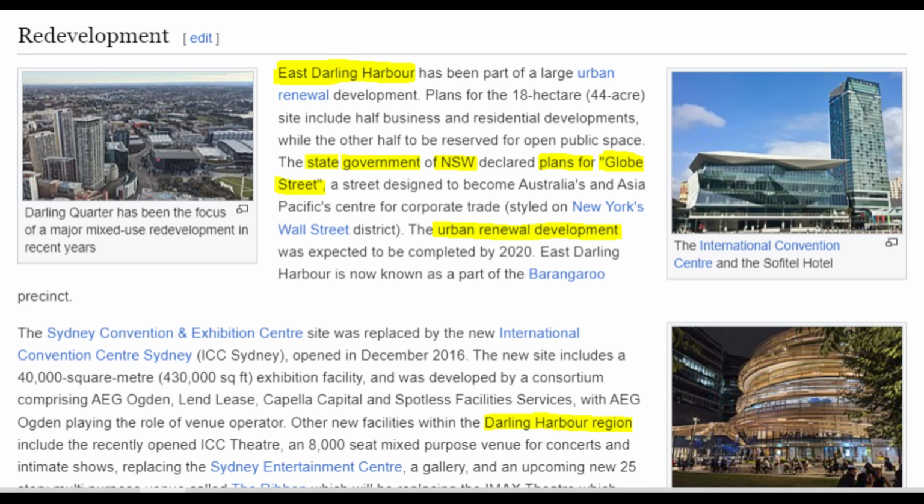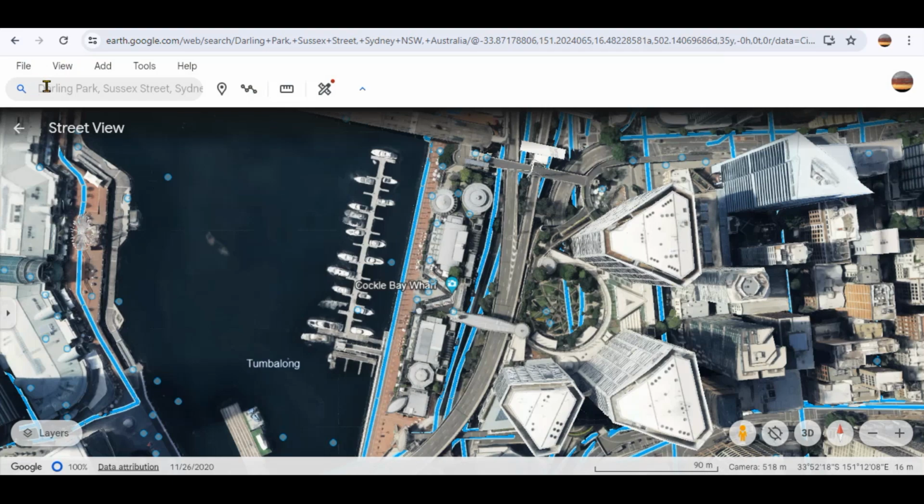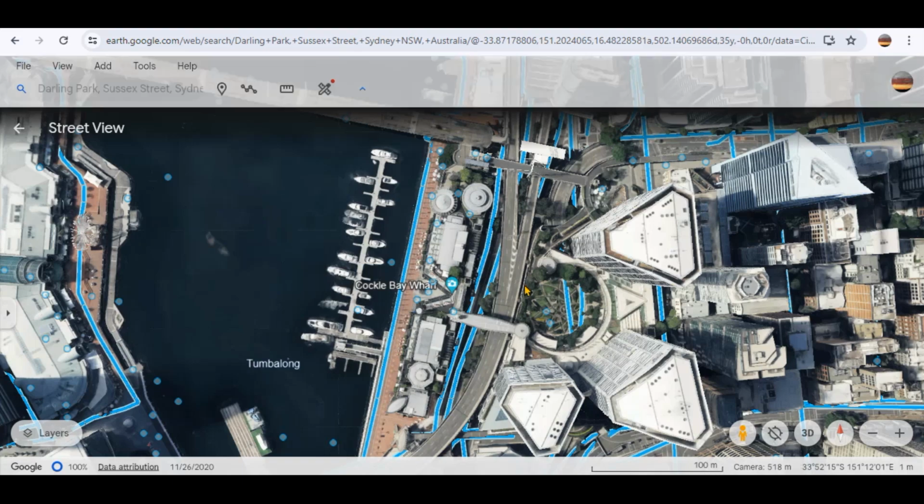Hello, my friends. I'm going to show you some stuff on Google Earth. We're going to take a quick look at some important stuff on the screen. I'm showing you exactly where to search for. I'm going to talk fast. All the other details are on your screen.